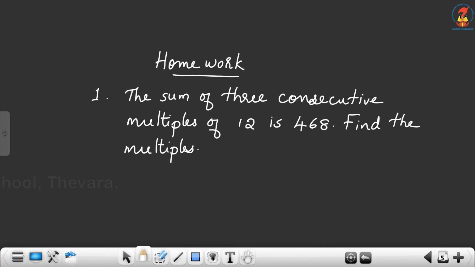Now, one question as homework. The sum of 3 consecutive multiples of 12 is 468. Find the multiples. That's all for today's class.